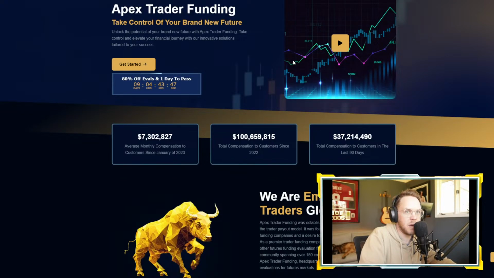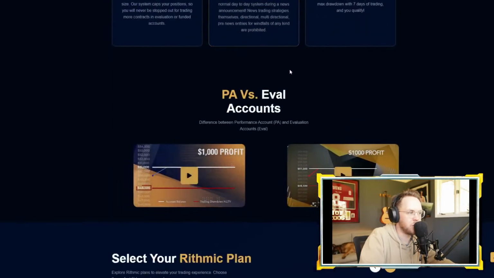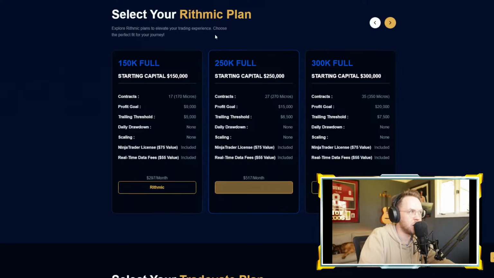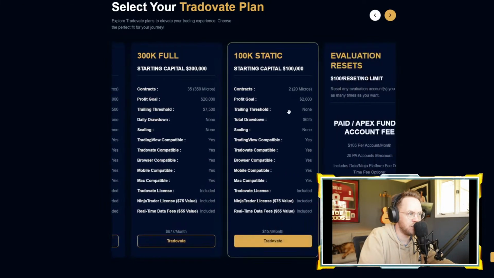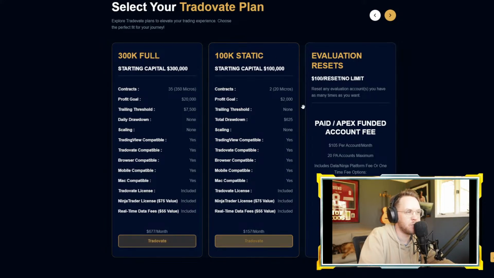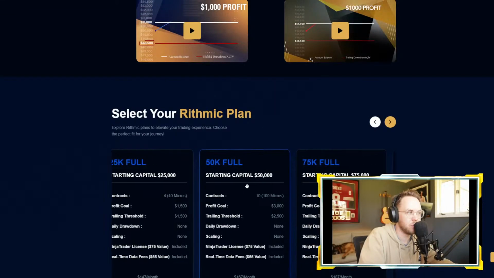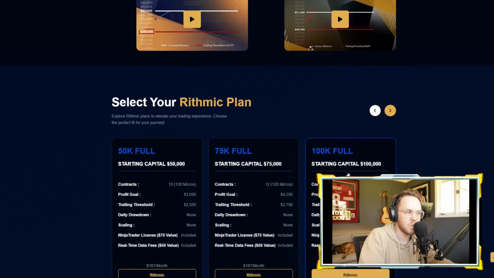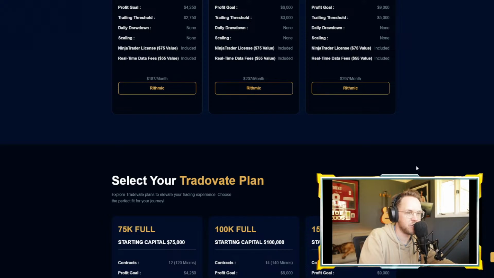So when you go on to Apex Trader, guys, if you are trying to set it up, you scroll down to their different products and you see here, these are your Rhythmic options. Scroll down further, these are your Tradovate options. Make sure you're signing up for Tradovate if you use Tradovate. Make sure you're signing up for Rhythmic if you use Rhythmic. I use Tradovate too, right? So just be careful, guys. I'm so sorry that happened to you, Bryce.